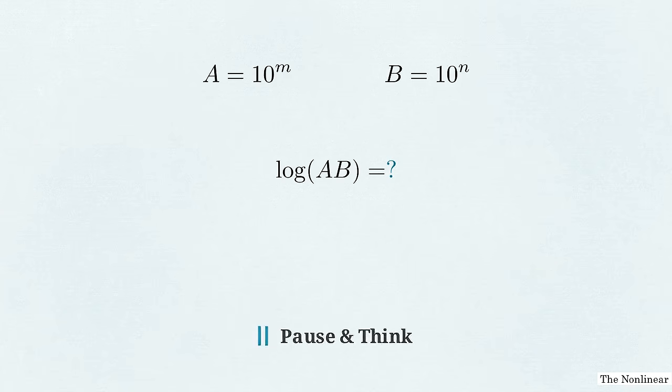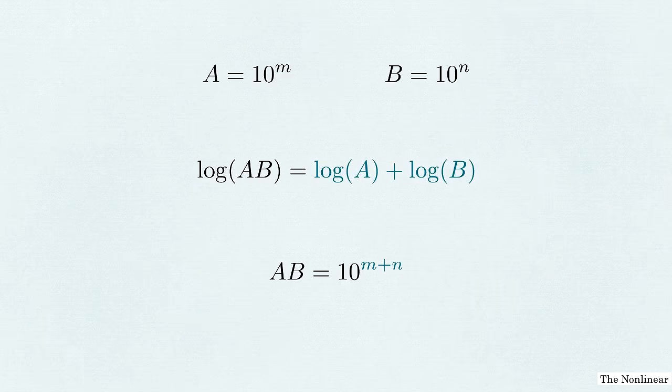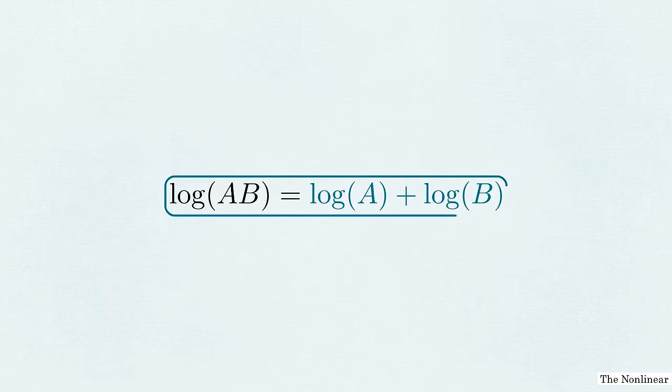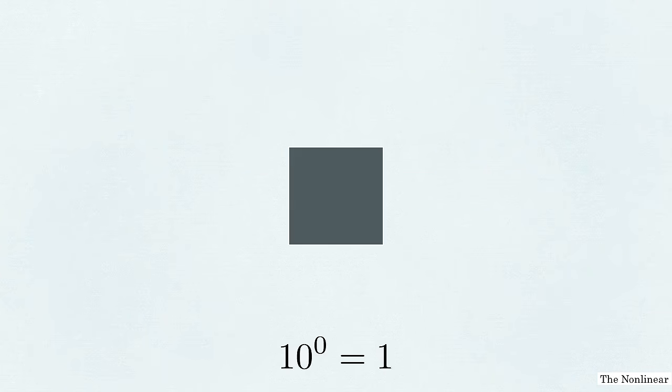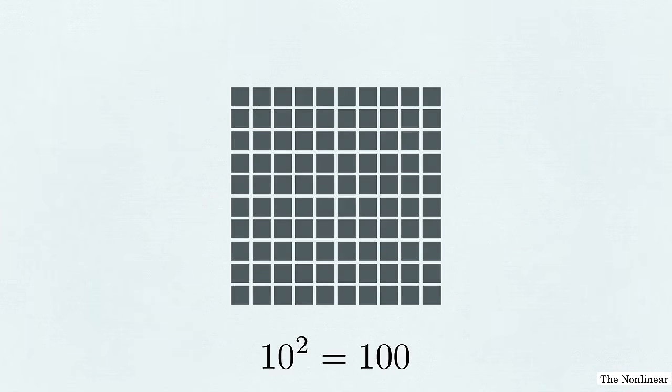When you multiply 10 to the m and 10 to the n, you add the exponents. You get 10 to the power of m plus n. Because the logarithm is just the exponent, the log of A times B is simply m plus n. That gives us log A plus log B. Multiplication becomes addition. Base 10 is useful for counting digits, but nature rarely grows in discrete steps of 10.